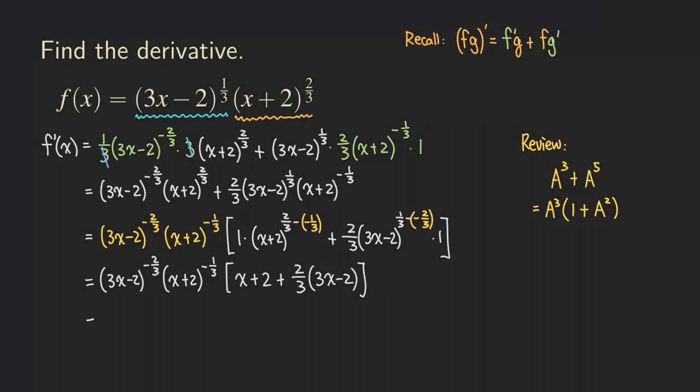Almost done. So we are going to be getting 3x minus 2 to the negative 2 over 3, x plus 2 to the negative 1 over 3. And then if we simplify this, then we are going to be getting 3x, and then we have what? 2 minus 4 over 3, which is 2 over 3.